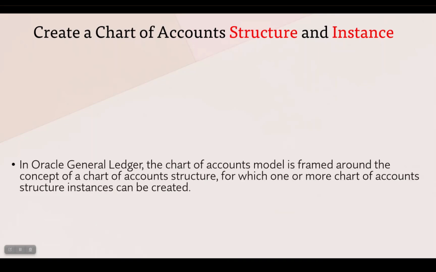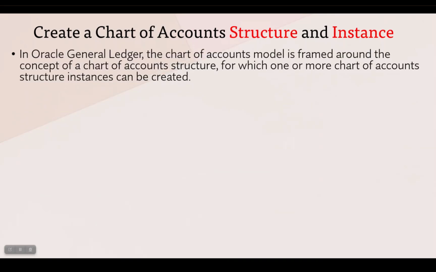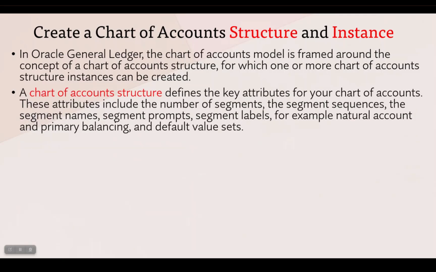For the chart of accounts structure and instance, as you know, in Oracle General Ledger, the chart of accounts module is framed around the concept of chart of accounts structure, for which one or more chart of accounts structure instances can be created. Later I can show you an example of a case where I can build many chart of accounts instances under only one chart of accounts structure. The chart of accounts structure defines the key attributes of your chart of accounts. These attributes are number of segments, segment sequence, segment name, segment prompt, segment label, for example natural account and primary balancing segment, and default value set.